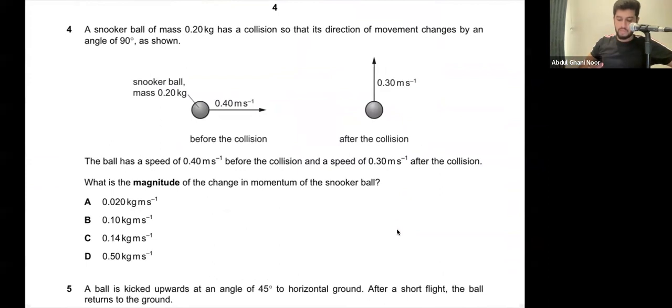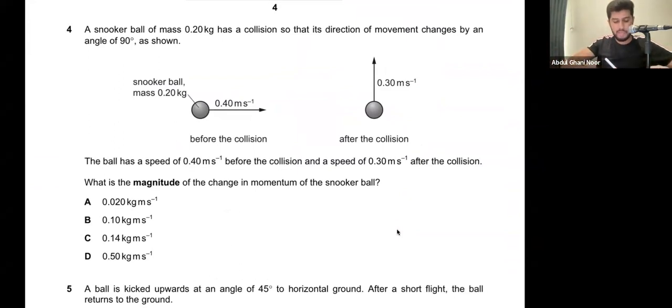Question number 4 says a snooker ball of mass 0.2 kilograms has a collision so that its direction of movement changes by an angle of 90 degrees as shown. The ball has a speed of 0.4 meters per second before collision and a speed of 0.3 meters per second after collision. What is the magnitude of the change in momentum of the snooker ball?